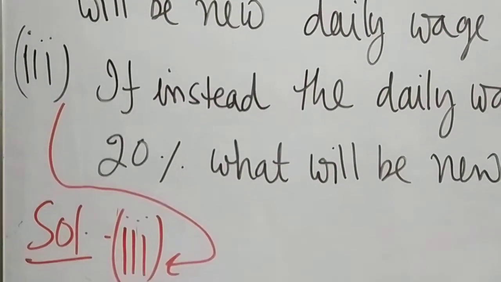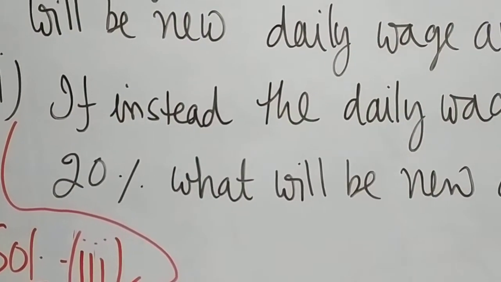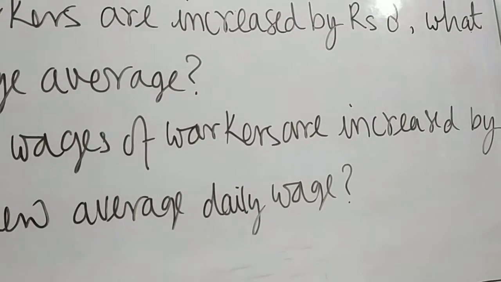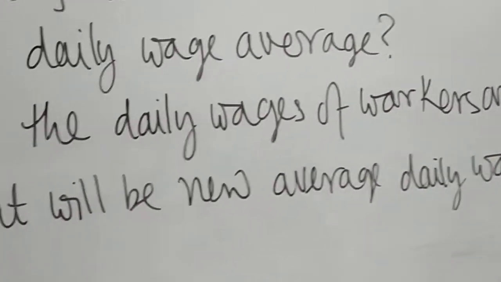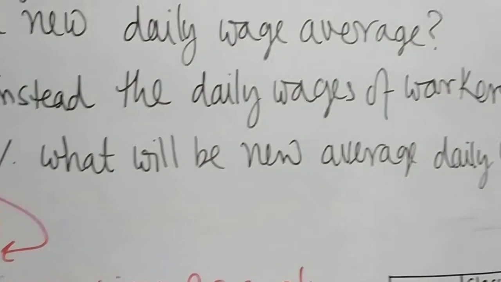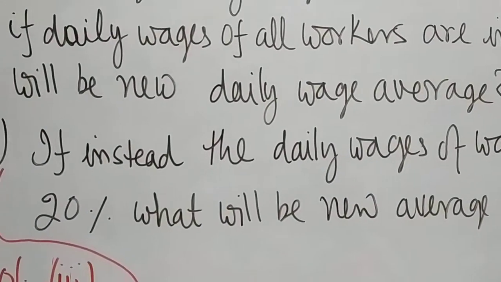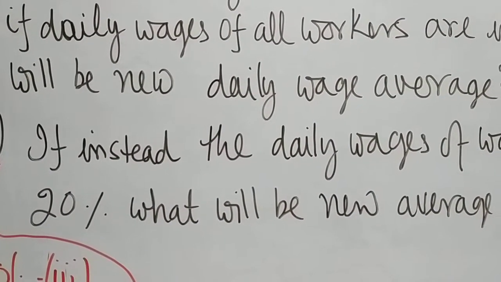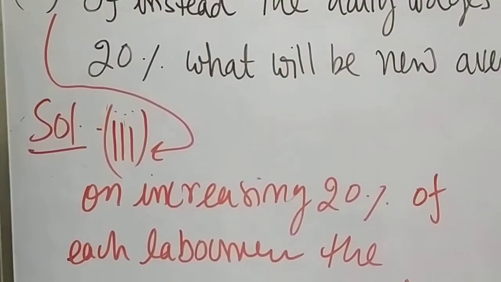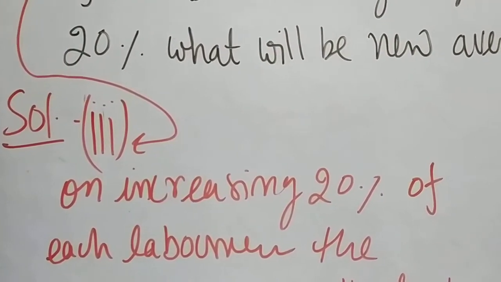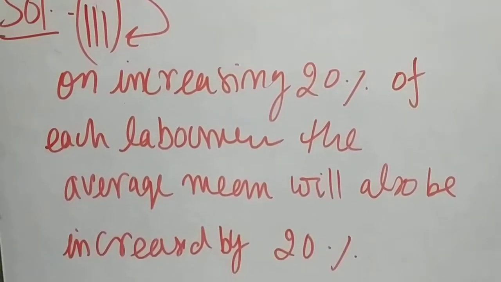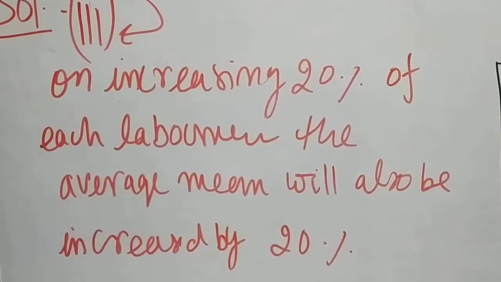Now this is the third part of the question. If instead the daily wages of workers are increased by 20%, what will be the new average daily wage? In the previous question we increased by rupees 8. Here we are increasing by 20%. So simple. On increasing each labor's wage by 20%, the average mean will also be increased by 20%. Nothing more.